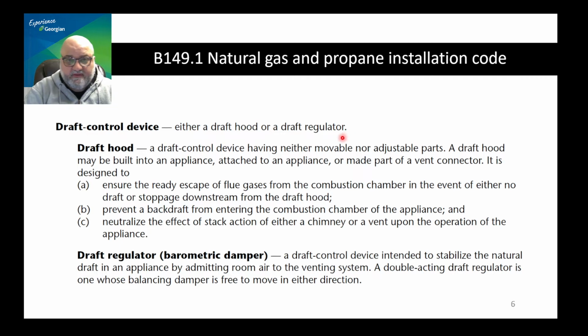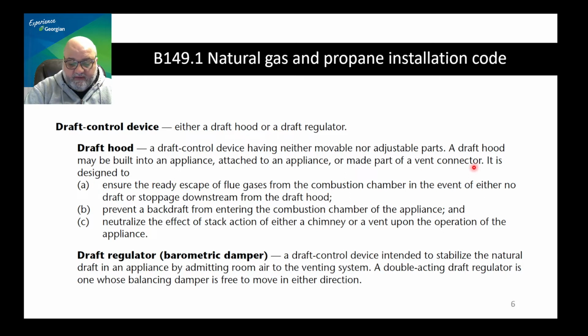If there is a third category, the codebook is not recognizing it unless it falls in one of those two categories. So a draft hood is a draft control device having neither movable nor adjustable parts. As we've seen in the previous example, it is a piece of metal, stationary, no moving parts or adjustable parts. A draft hood may be built into an appliance, attached to an appliance, that is during installation, or made part of a vent connector.